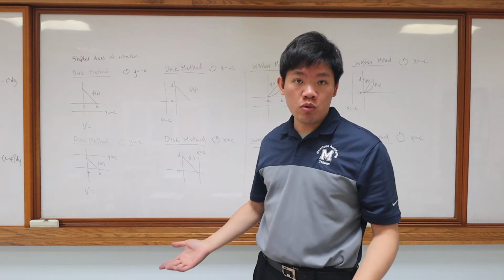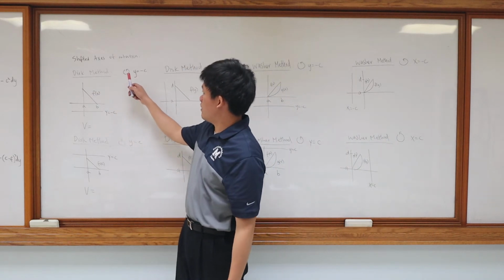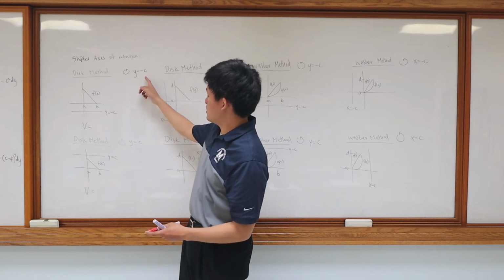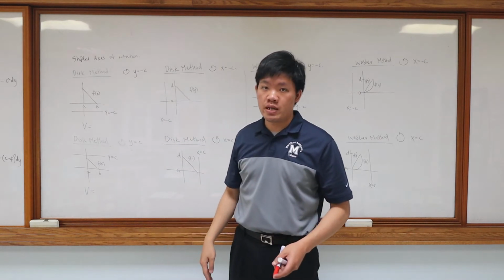Okay, so to begin with, when we talk about the disk method, we have solid shapes. There won't be any holes whatsoever. So let's look at the first one, where the axis of rotation is y equals negative c. That means it's going to be at the bottom, below the x-axis.